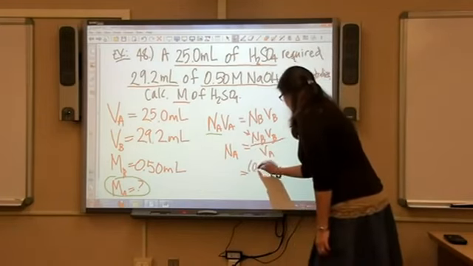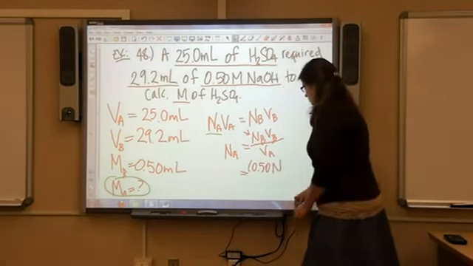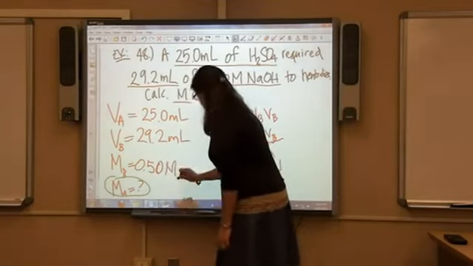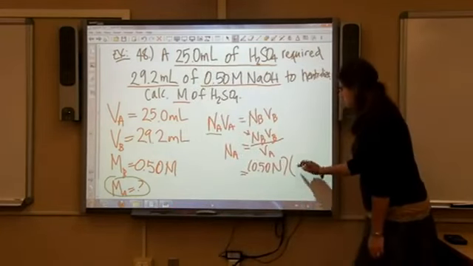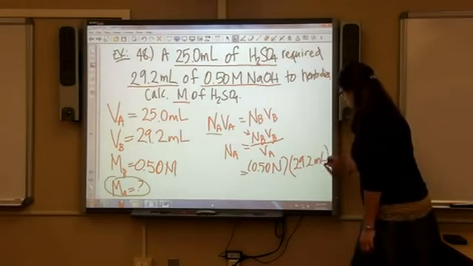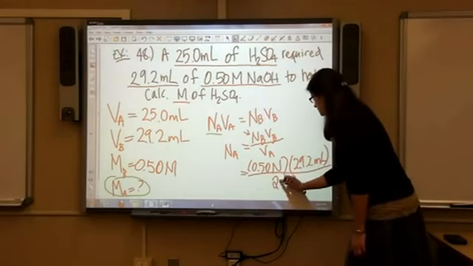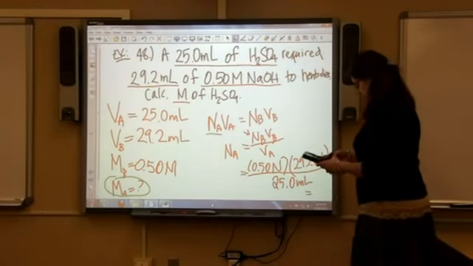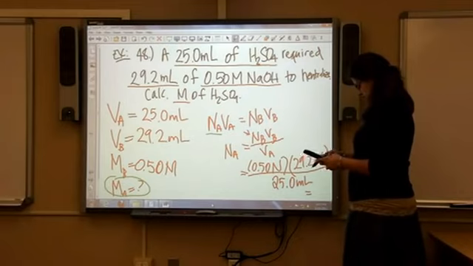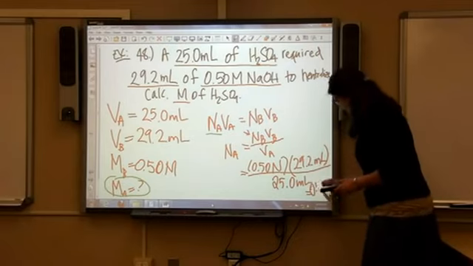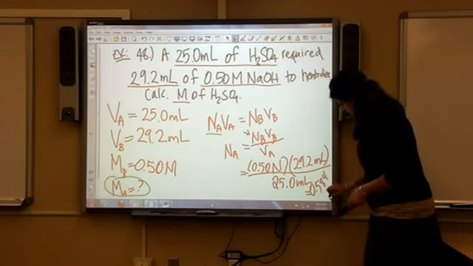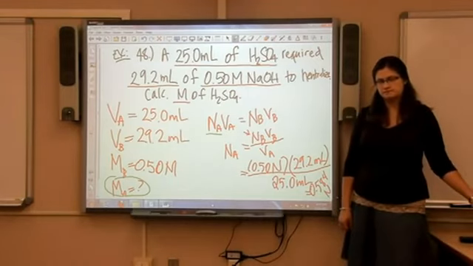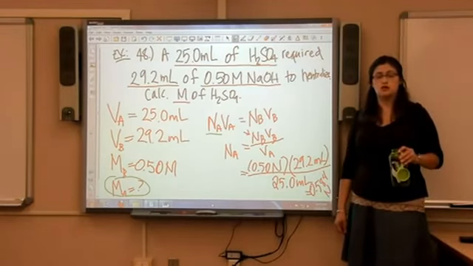Okay, so here we have 0.50 normal, times VB, which is 29.2 mL, divided by 25.0 mL. And you get for an answer 0.584 normal. How do you know that that's the unit? Because that's the unit you have to use in your equation.